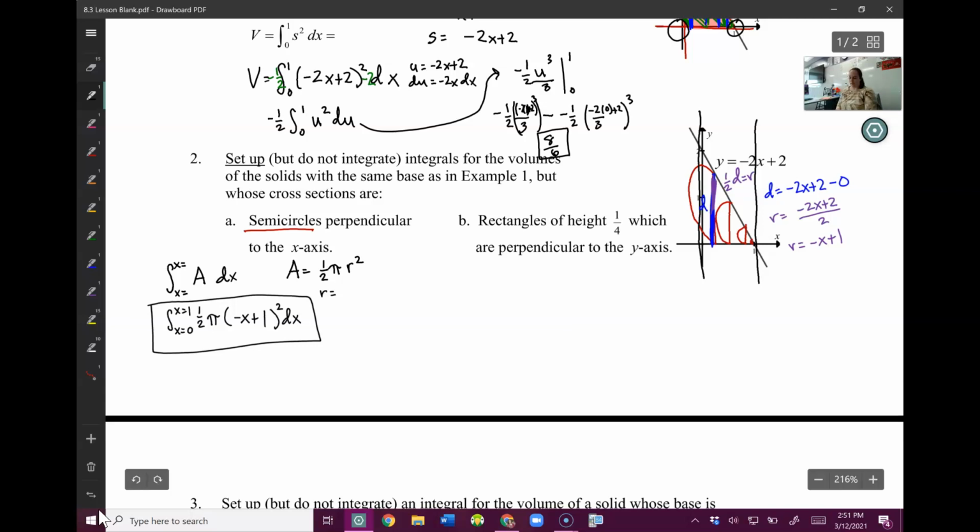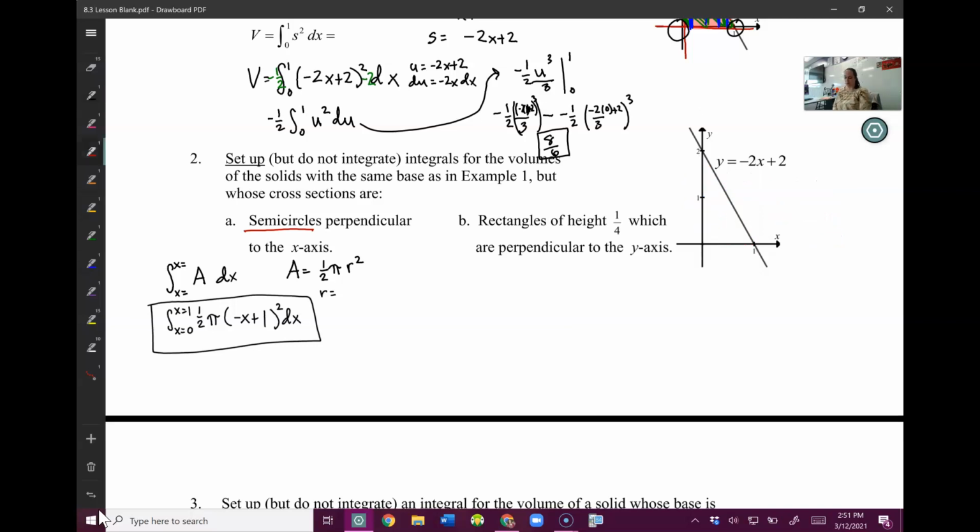Let's try 2b. Now we want to do rectangles. So let me erase all this that I've got here. We want to do some rectangles, and we want these rectangles to be perpendicular to the y-axis, so like this. And we want all the rectangles to have a height of 1/4. So that means no matter how big the base is, the height of these rectangles is still 1/4.